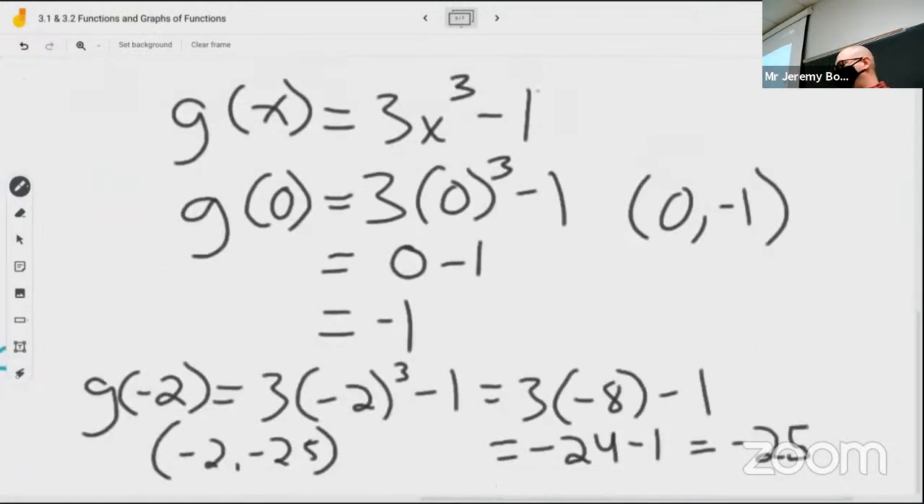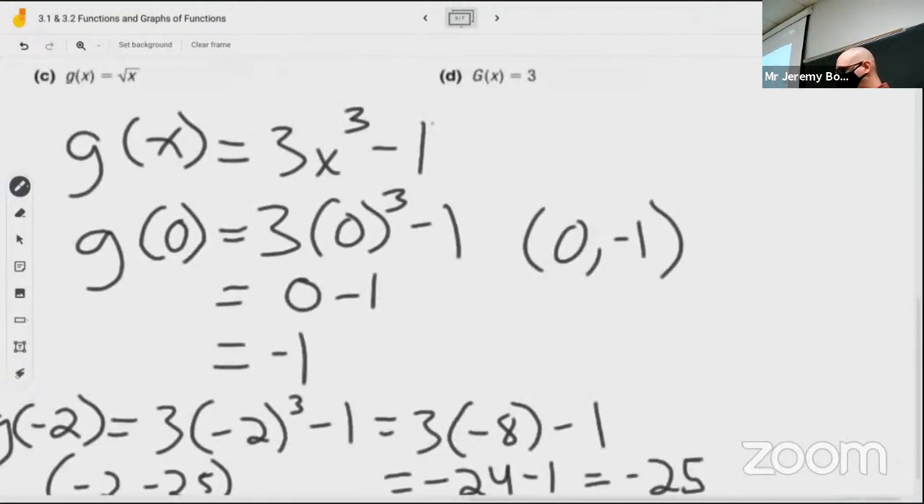Now, what if that is my g of x, and I want to know what is g of h? What are we going to do?